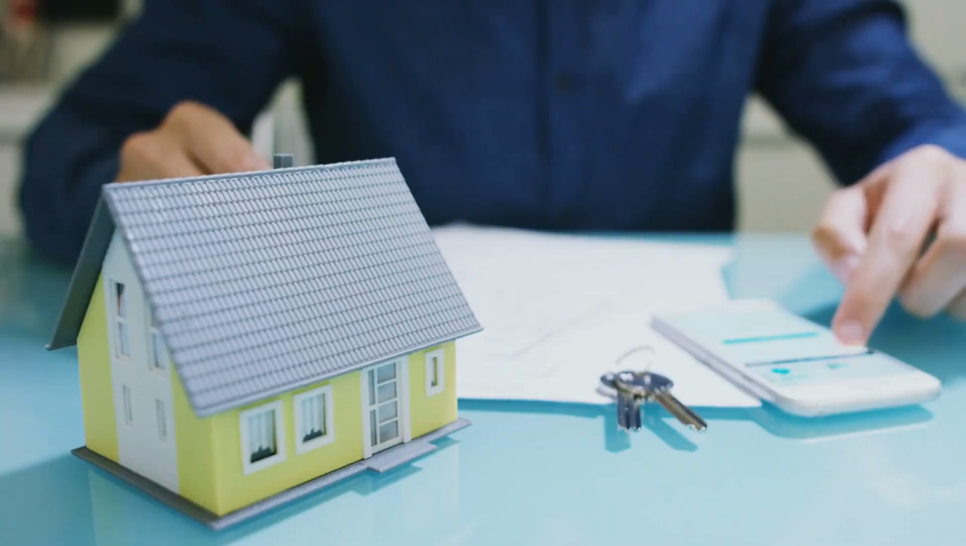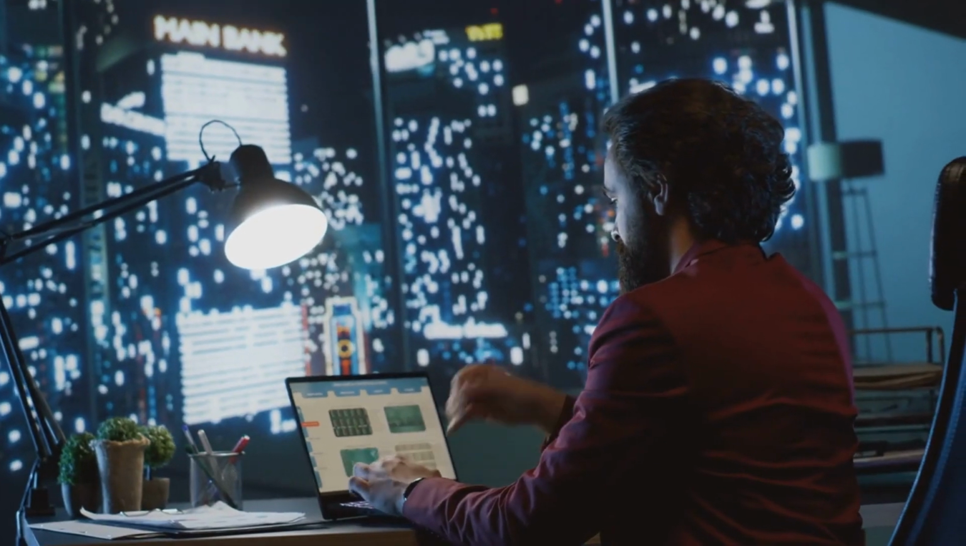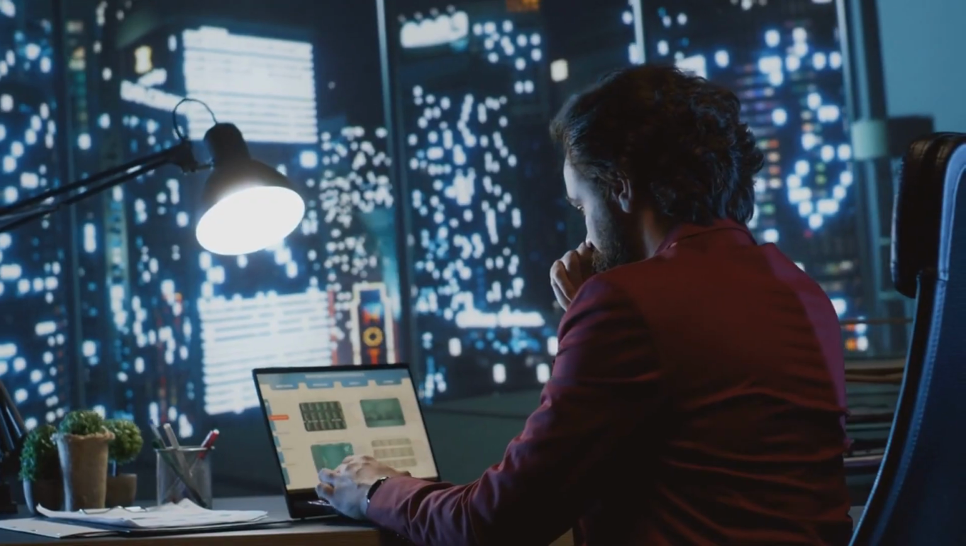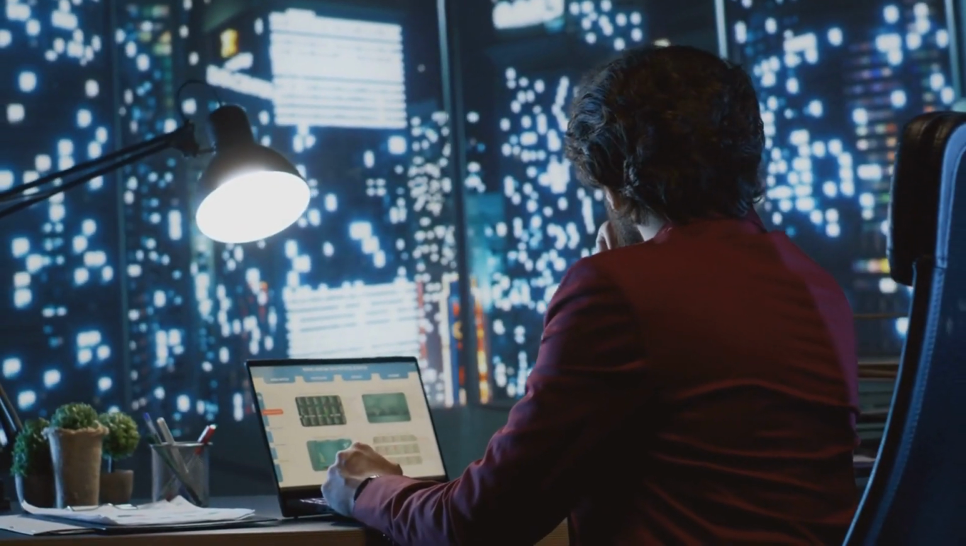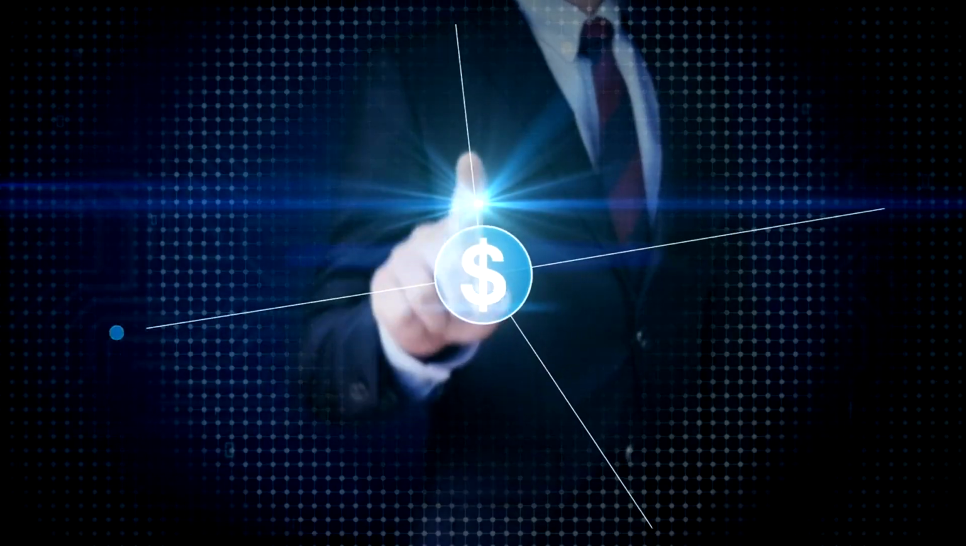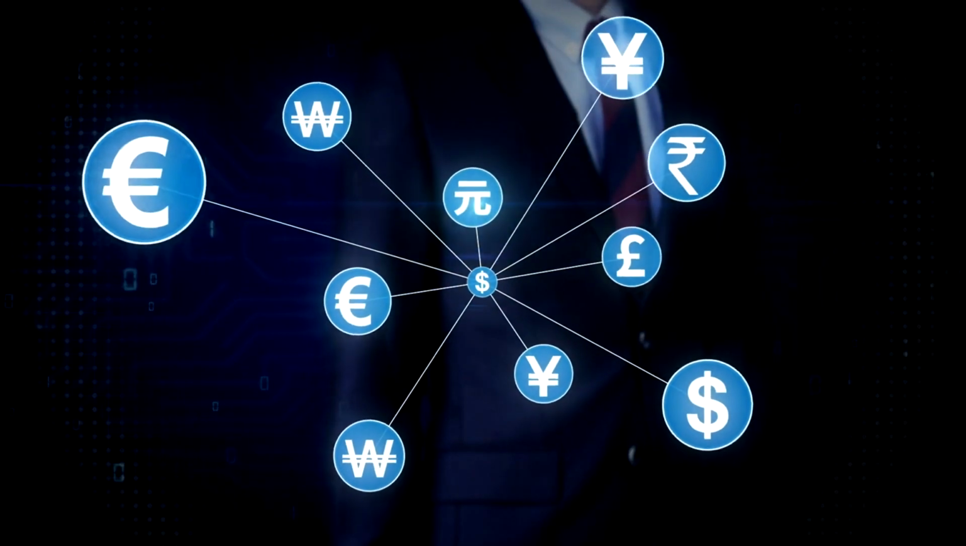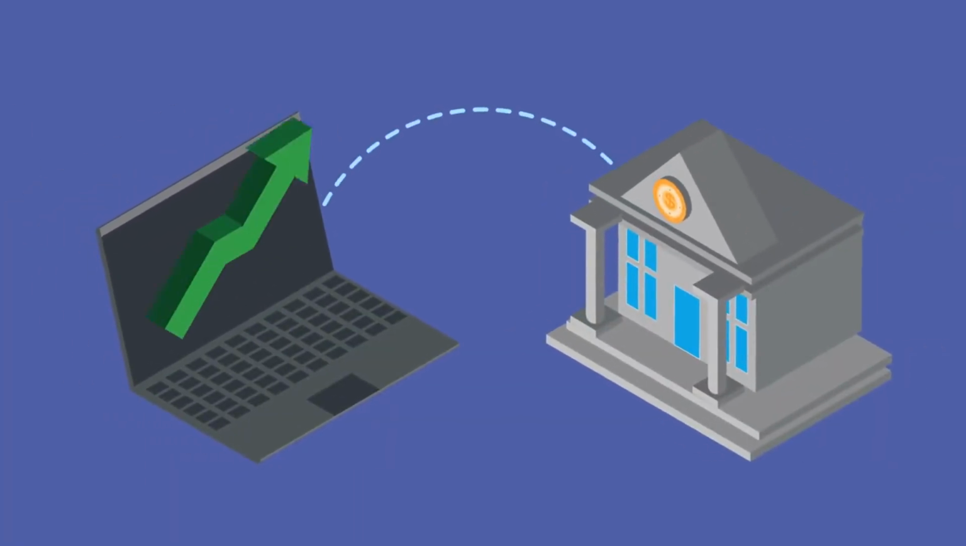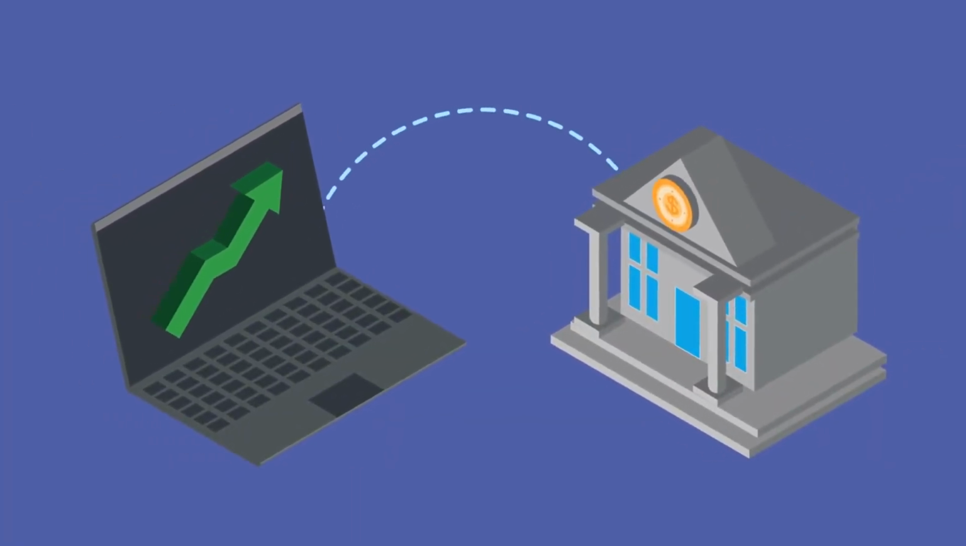Here's how they can help. Banks. Large multinational banks often have dedicated teams or platforms that allow customers to purchase foreign bonds. They may also provide research on global markets, helping you make informed decisions. However, banks might charge higher fees and require certain account minimums to begin investing.